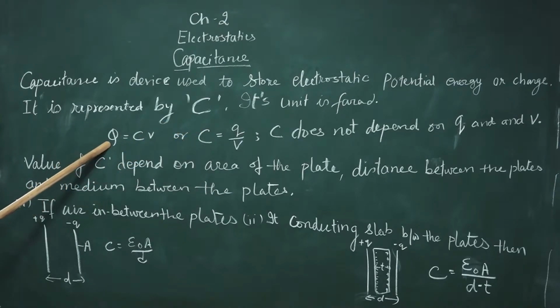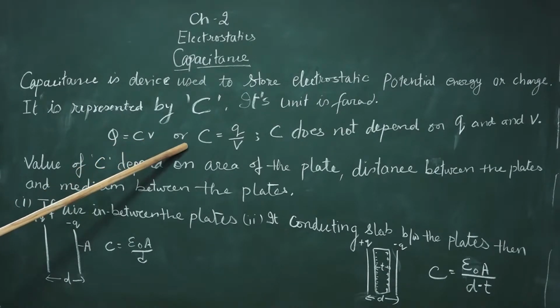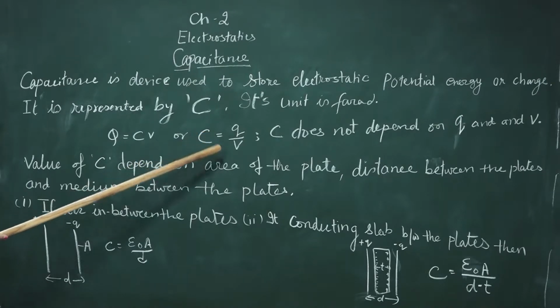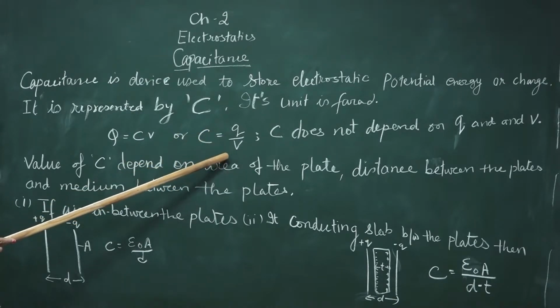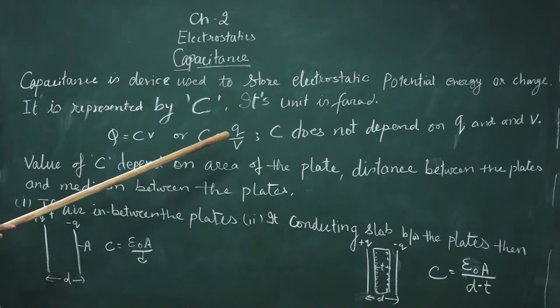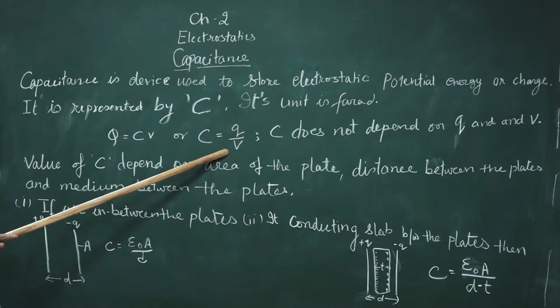The charge given to one plate of the capacitor is directly proportional to the potential difference between the two plates. If we make a formula from it, Q is equal to CV, where C is the capacitance. It can be written as C is equal to Q upon V, where Q is the charge and V is the potential between the two plates. C does not depend upon Q and V, because when Q increases, V will increase at the same time. If Q decreases, V will also decrease.